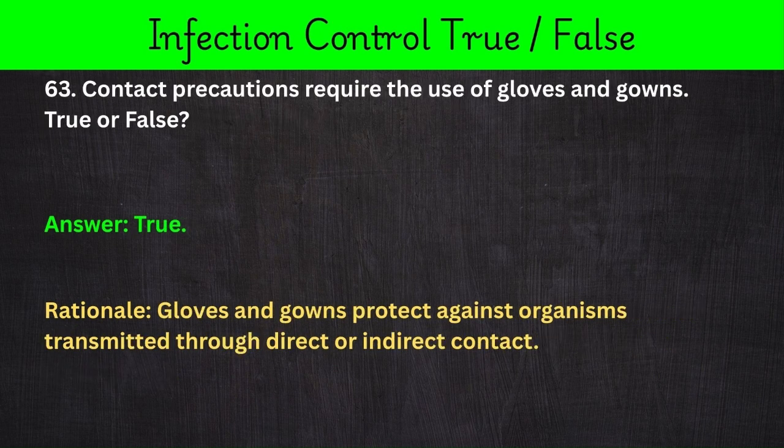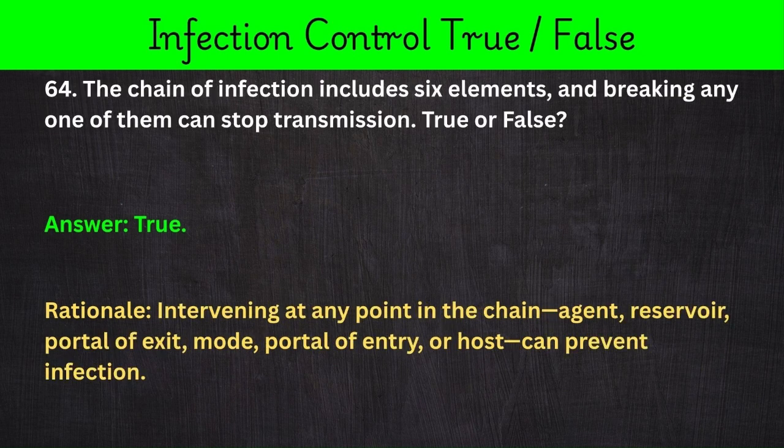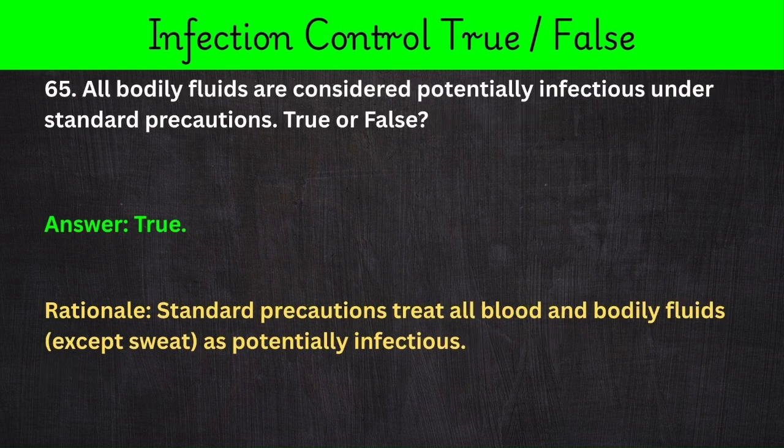63. Contact precautions require the use of gloves and gowns. True or false? Answer: true. Rationale: gloves and gowns protect against organisms transmitted through direct or indirect contact. 64. The chain of infection includes 6 elements, and breaking any one of them can stop transmission. True or false? Answer: true. Rationale: intervening at any point in the chain, agent, reservoir, portal of exit, mode, portal of entry, or host, can prevent infection. 65. All bodily fluids are considered potentially infectious under standard precautions.